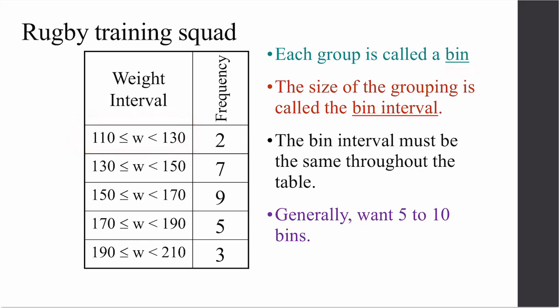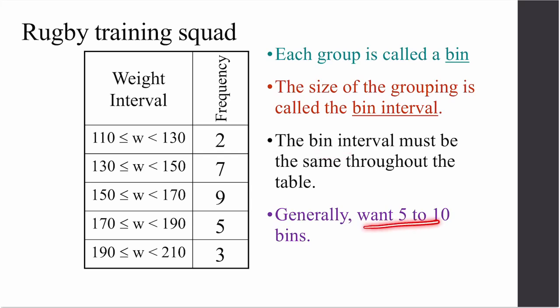The size of the grouping is called the bin interval. Here, the weight interval is your bin interval. The bin interval must be the same throughout the table. That's very important. The difference between 110 and 130 is 20 pounds, and 130 to 150 is 20 pounds. It wouldn't make sense for one bin to go from 110 to 130 and the next one to go from 130 to 180, for example, because that would make your classes different sizes. You need those bins or classes to be the same size.